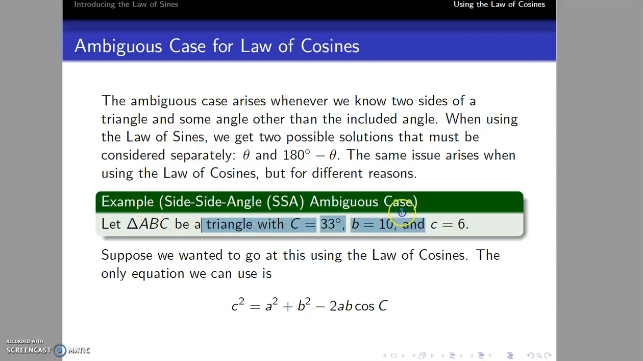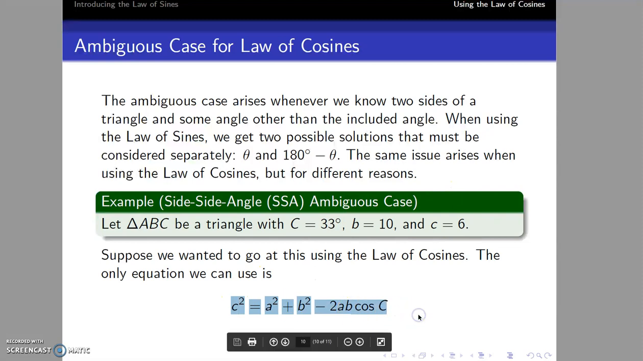With the law of cosines, it becomes an algebra issue. So here's the same one we had in the previous video. Angle C was 33 degrees, B was 10, C was 6. And suppose we want to pretend that the law of cosines will make this magically better. That there is actually one solution and the law of sines is just so inept that it can't actually figure it out.